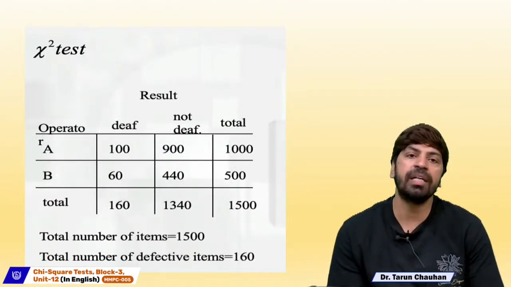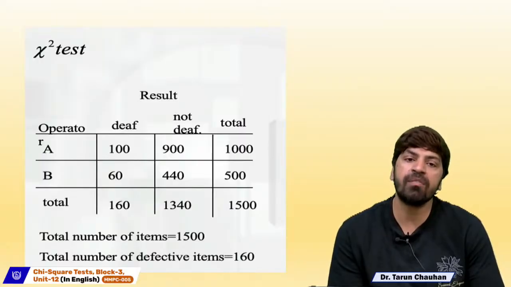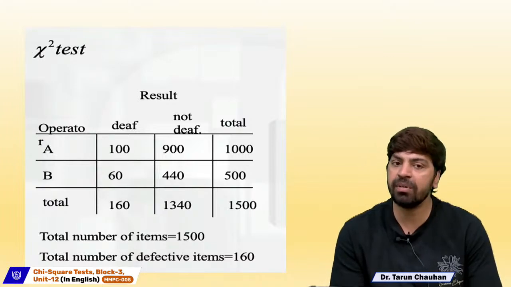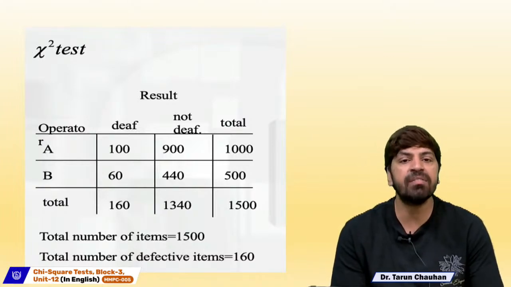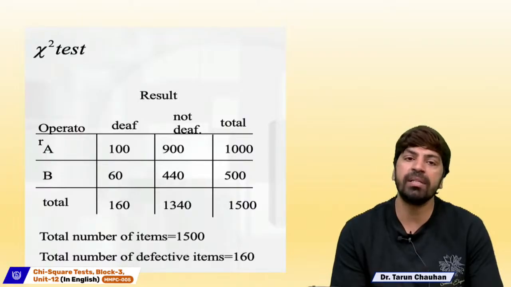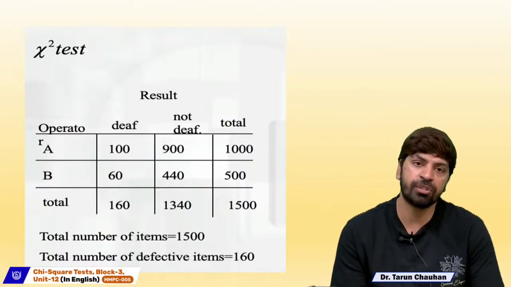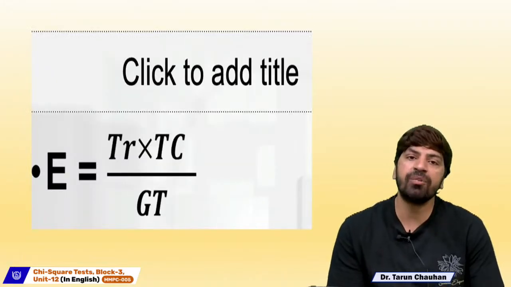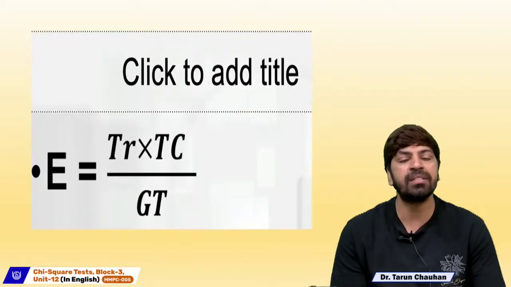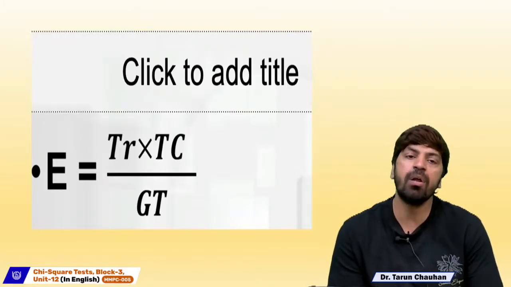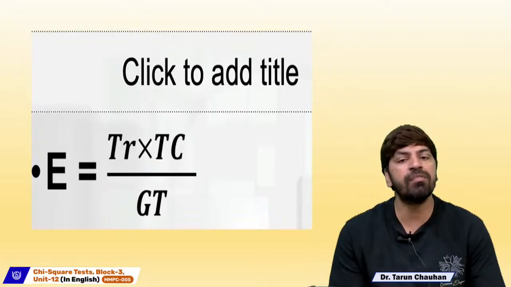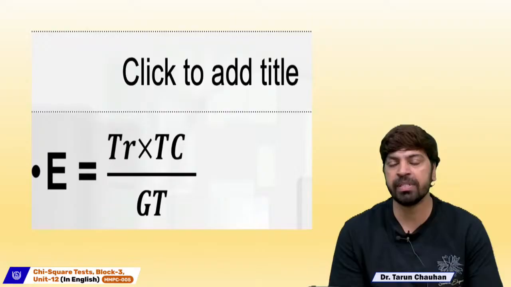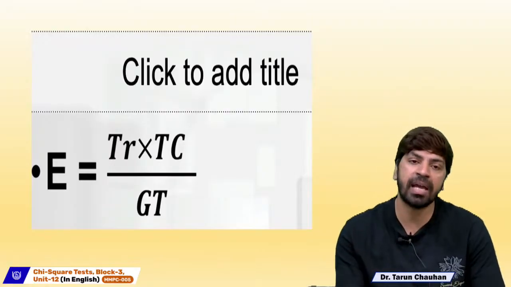Now it's already given that the total number of items is 1500, that is the grand total. In other words, the total number of defective items is 160, which is given in the question. Now we have to estimate the expected frequency: total of row into total of column by grand total. GT is grand total, which I already told you is 1500.